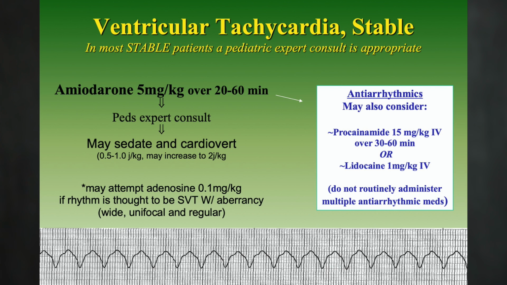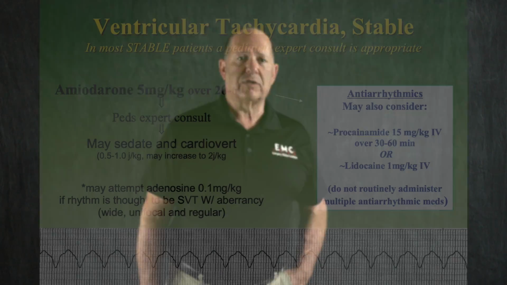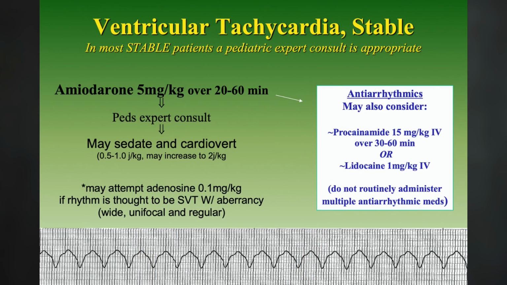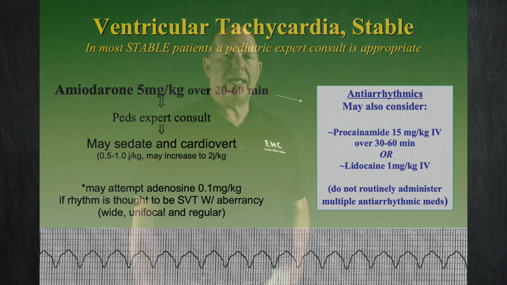So in some cases, if the clinician is not sure if the dysrhythmia is a wide supraventricular tachycardia or a wide ventricular tachycardia, a trial dose of adenosine can be attempted in case this happens to be a wide supraventricular tachycardia. But for our purposes, let's just assume that a wide tachycardia for today is ventricular tachycardia.